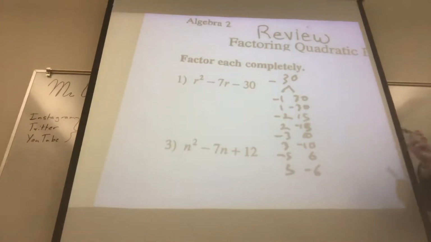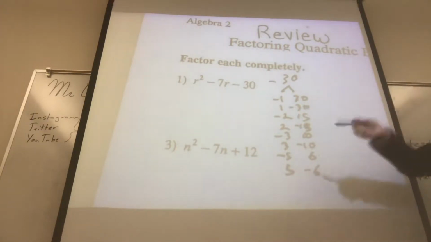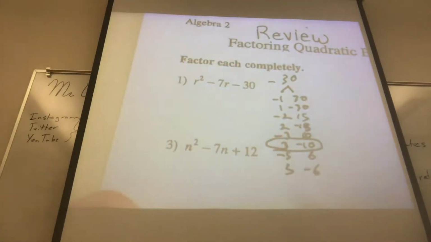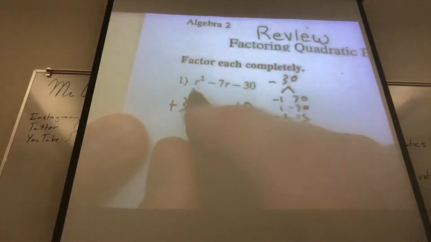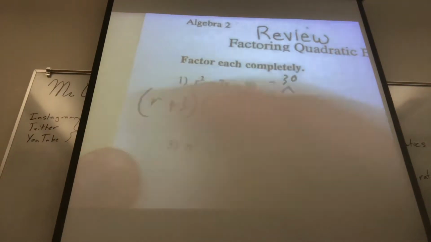So when I go through those factors, I'm looking for the pair that's going to add together to make negative 7. In this case, it's a positive 3 and a negative 10. So I've got a positive 3 and a minus 10. Since it's r squared out front, this should be r minus 10 and r plus 3.